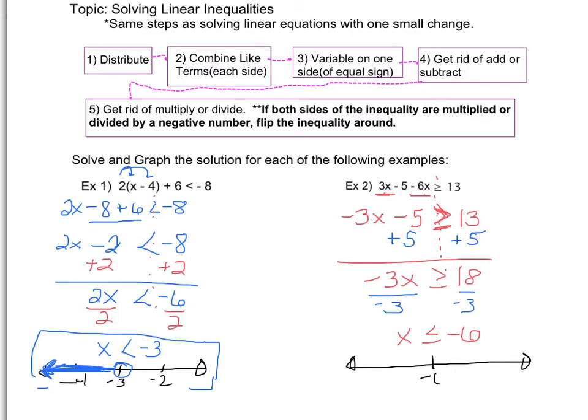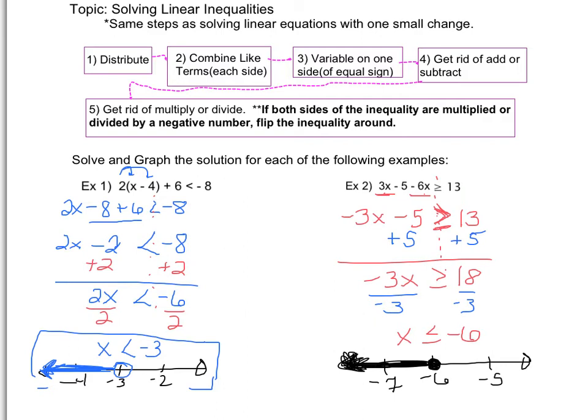I'm going to go ahead and put a couple numbers on my number line. And I'm going to use a closed circle this time since it's "or equal to." And I'm told that x is less than or equal to negative 6, so I'm going to again shade everything to the left of negative 6.